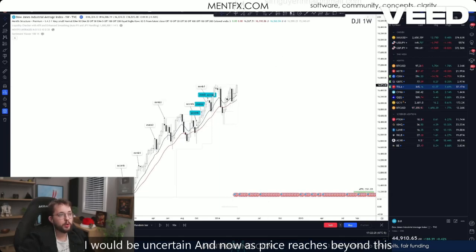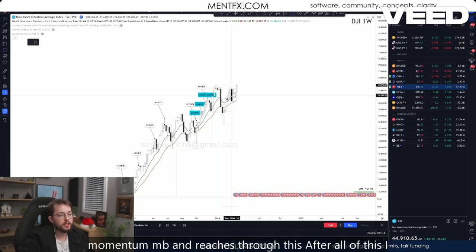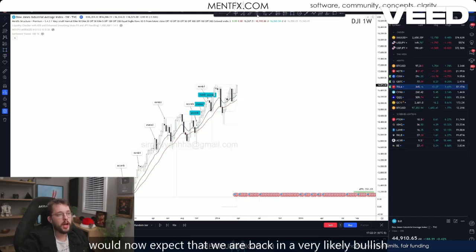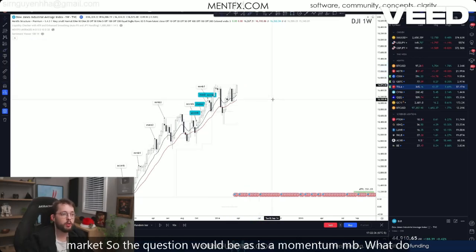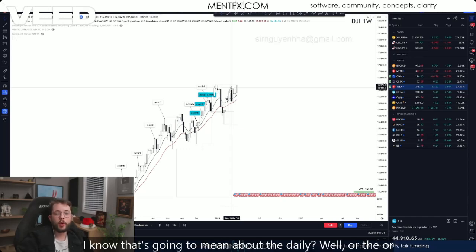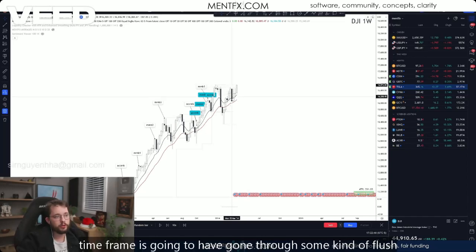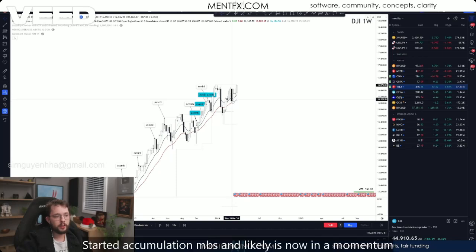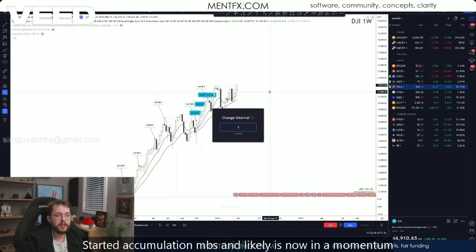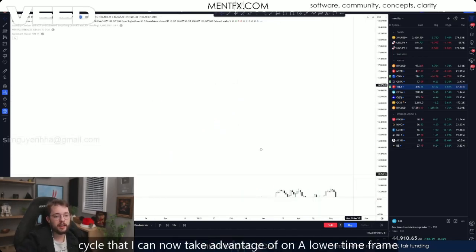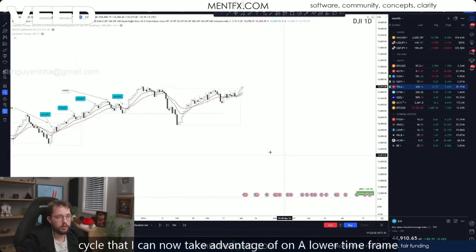And now as price reaches beyond this momentum MB and reaches through this, after all of this, I would now expect that we are back in a very likely bullish market. So the question would be, as is a momentum MB, what do I know that's going to mean about the daily? Well, or the validation time frame. Well, that means the validation time frame is going to have gone through some kind of flush, started accumulation MBs, and likely is now in a momentum cycle that I can now take advantage of on a lower time frame.